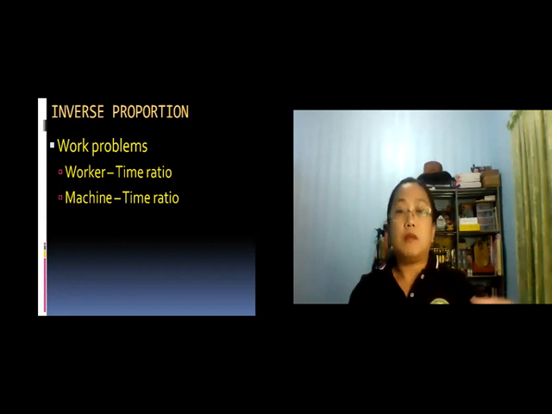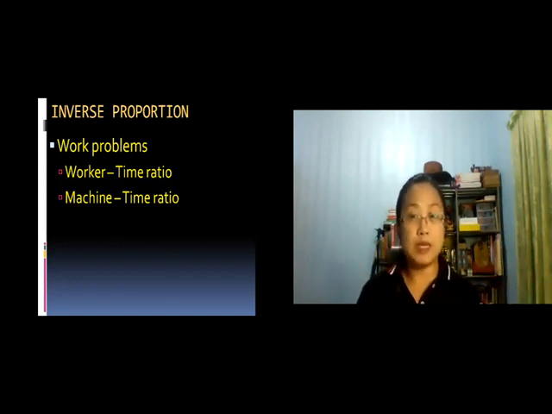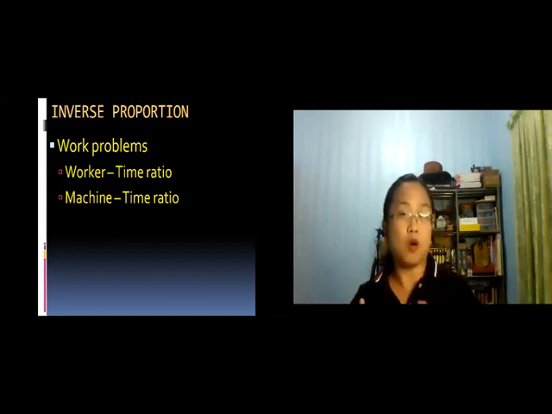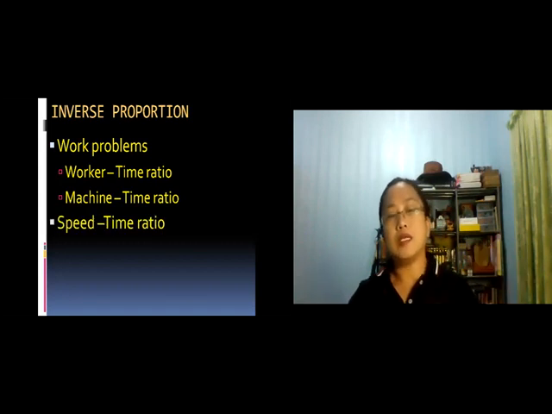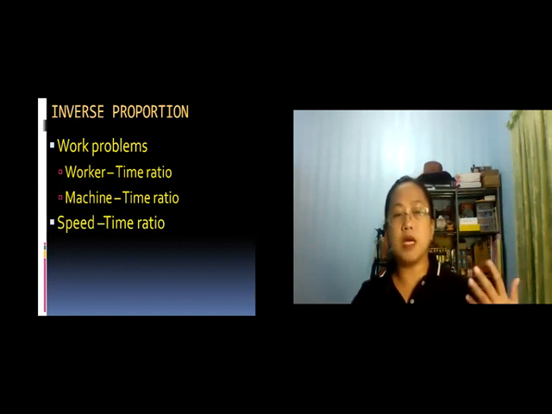Bakit? Kasi ganito 'yon. Pag mas maraming magtatrabaho, mas iikli yung oras o yung panahon para matapos ang isang trabaho. So that's an inverse proportion problem. Second is the speed time ratio. Okay? So kanina work problems. Ngayon naman speed time ratio.